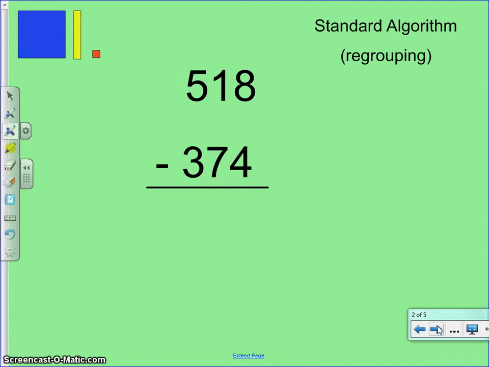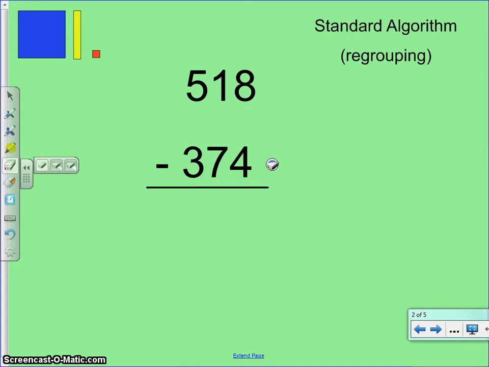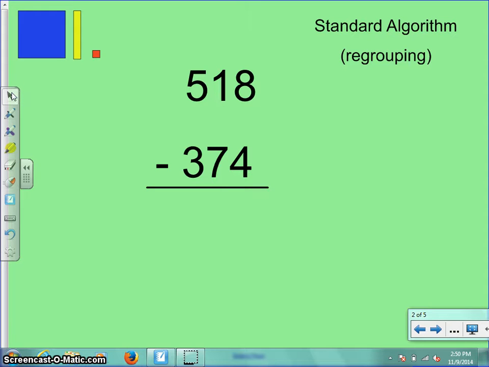But remember I talked about regrouping when the numbers on the bottom are bigger than the numbers up top. We have to regroup. That's when the standard algorithm gets a little bit tricky and you have to remember to regroup. Because remember, you can't subtract a bigger number from a smaller number. But it's not that difficult if you just remember the steps.